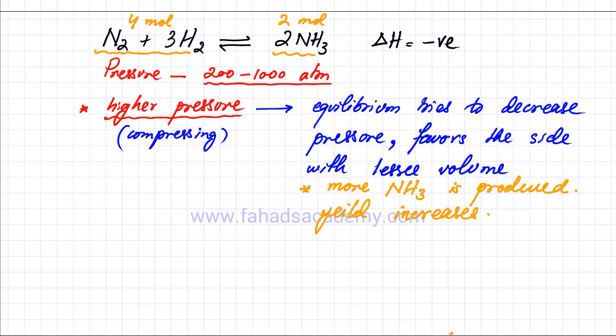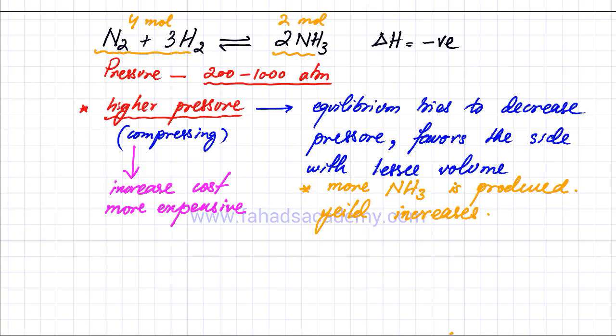Now, there are a few things which are wrong about using a higher pressure. One of them is that a higher pressure would increase the cost. Your plant is going to be more expensive. So it would increase cost.